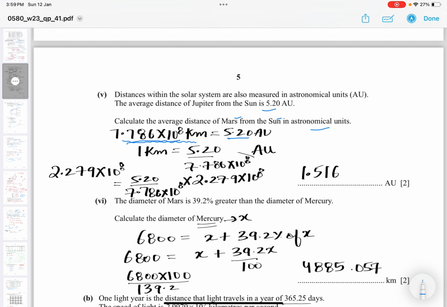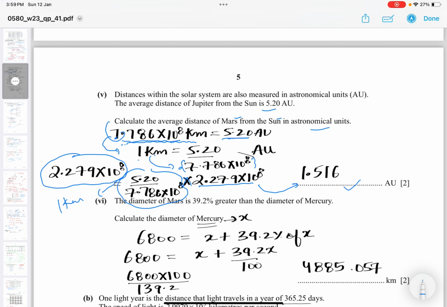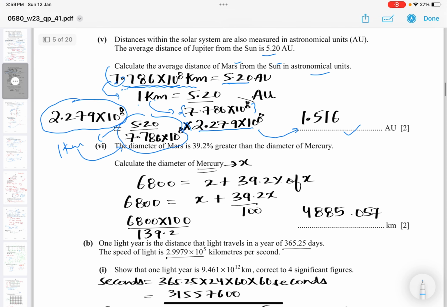So what is the value of 1 kilometer? How can I make this value 1? By dividing it by the same value. So we'll divide this side also by this value. So 1 kilometer will be equal to this one. All right. Now 2.27 into 10 to the power 8 would be equal to 2.27 into 10 to the power 8 times 5.20 upon 7.786 into 10 to the power 8. That will result in 1.516. Why have I multiplied by this? Because this is the value of 1 kilometer. Okay. So 1 kilometer equals this much AU. And we can find the value by putting the values in the calculator.